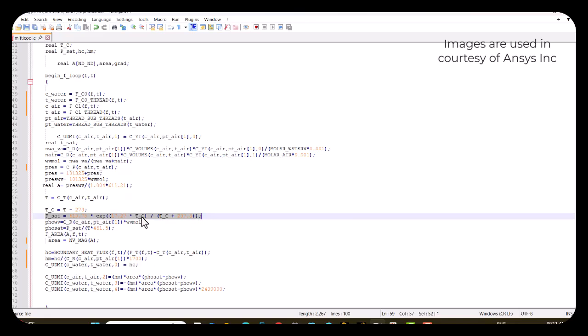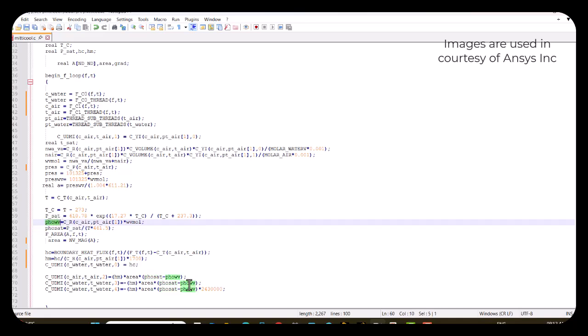right? So this can be an Einstein equation, or any sort of equation which we can implement, or Antoine's equation, any equation. So this helps in giving the saturation vapor pressure at different temperatures, right? So this is the saturation vapor pressure, and this is the actual vapor pressure that is present. So the difference of these two will give the driving force.